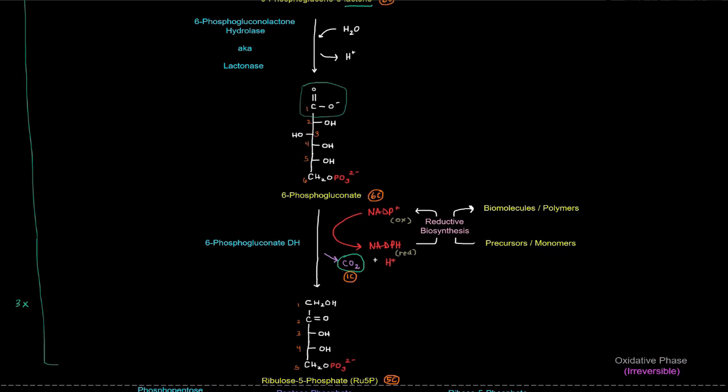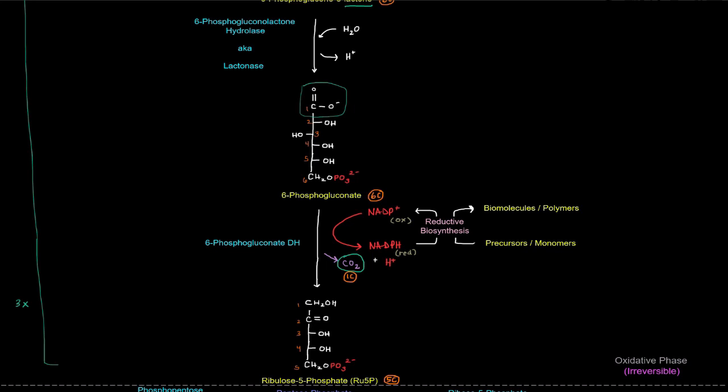In that process, since we're oxidizing this molecule, something else is being reduced. NADP plus is being reduced to NADPH, and NADPH can be used in reductive biosynthesis to convert precursors and monomers into polymers and other biomolecules, right? So that's reductive anabolism happening there. That marks the end of the oxidative phase, and those steps are irreversible.